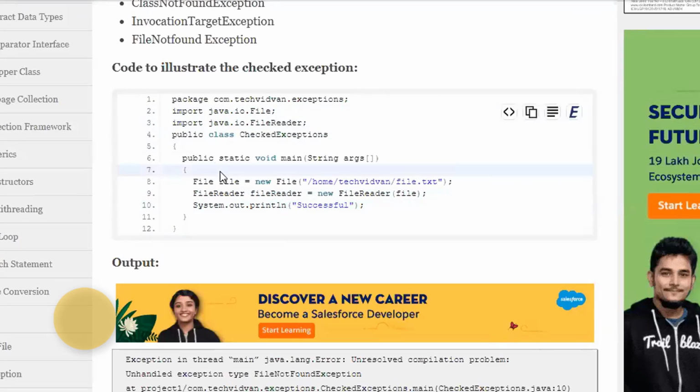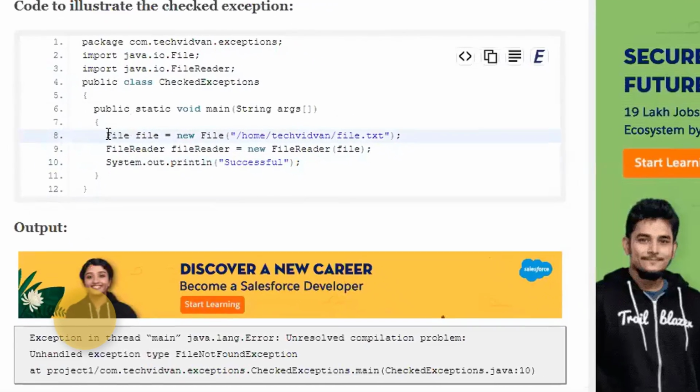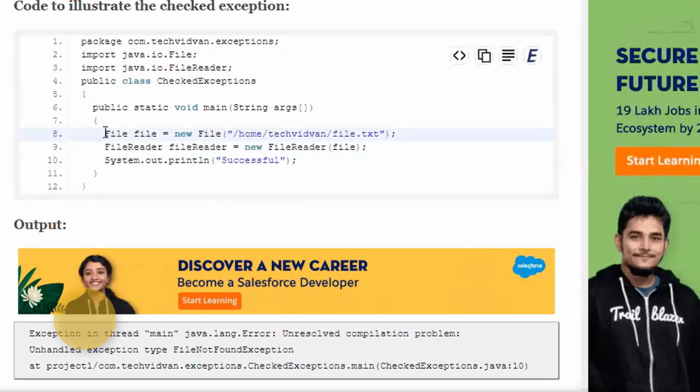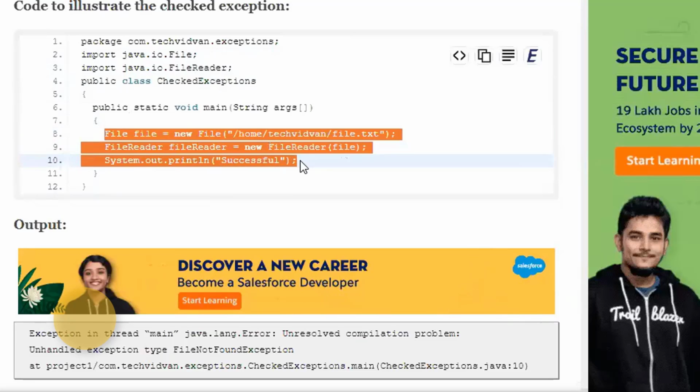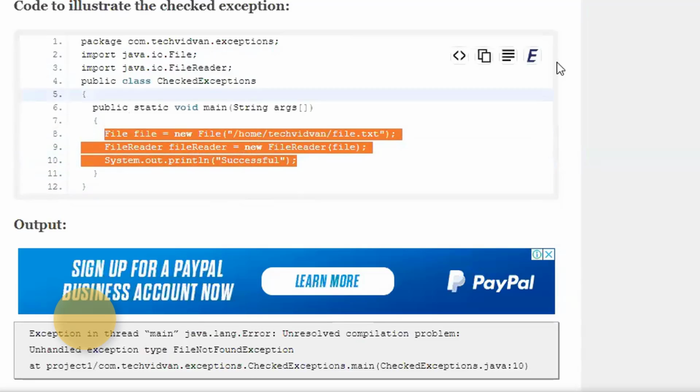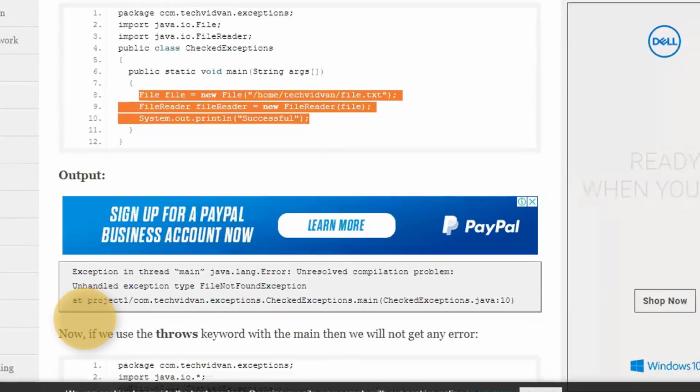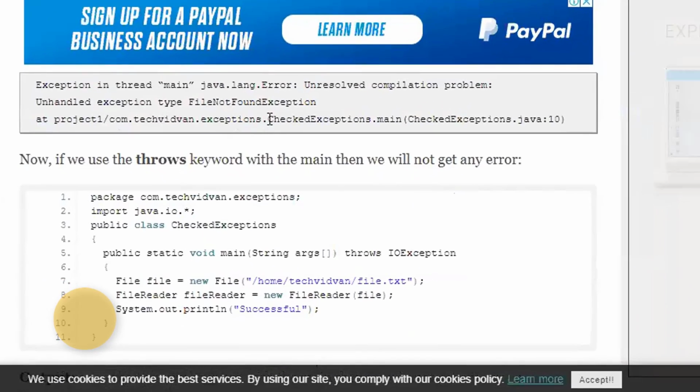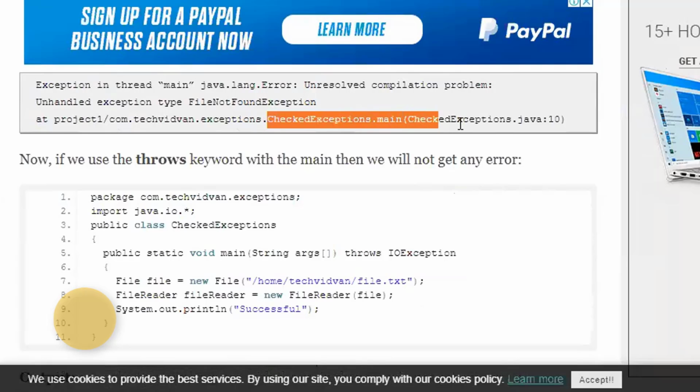Okay. So here you have an example where you are performing a file handling operation. If you are not able to understand what exactly those things are, don't worry about that. Just assume that some file related operation is done here. You are using a file reader, opening some file. Once it is opened perfectly, then you are printing a message called successful. Now what happens is, even if you write these things properly, the JVM will throw an error saying this particular error, checked exception dot main, right? So this kind of error it will throw.